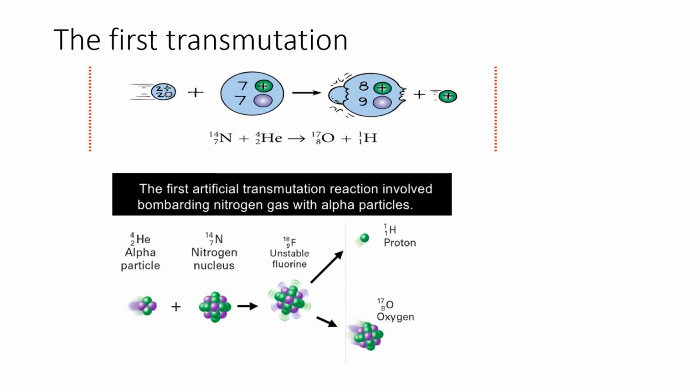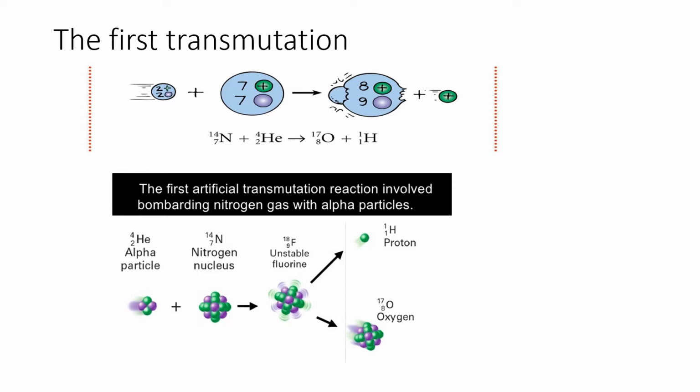Helium, because it's fast moving, is called a projectile. Helium or alpha particle is not the only projectile that can be used. We can also use a proton, we can use a neutron, deuteron, and even gamma radiations. And we'll be dealing with these in detail in the next session.